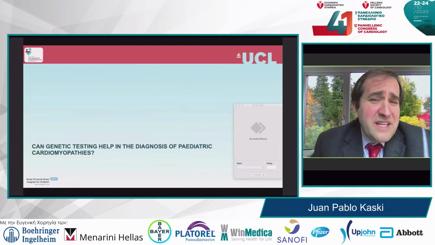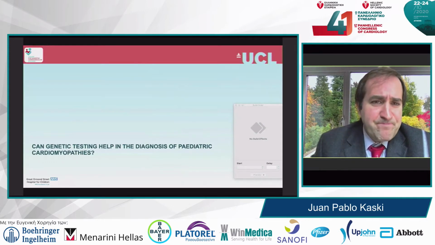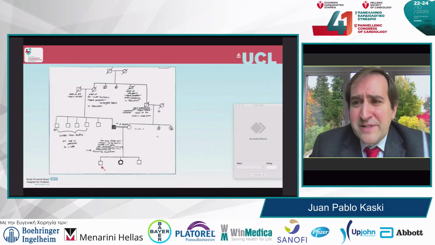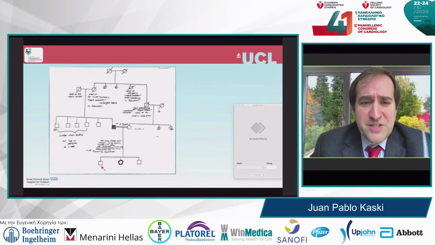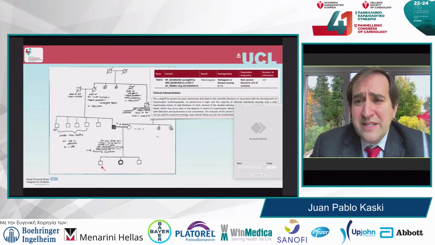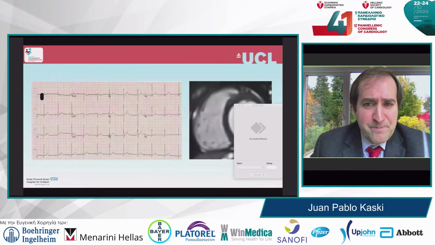So this leads to the next question, which is, can genetic testing help in the diagnosis of pediatric cardiomyopathies? Let me show you a case. This individual with the red arrow is a 14-year-old referred to us for family screening following the diagnosis of hypertrophic cardiomyopathy in his father. His father has a pathogenic troponin T variant, a very well recognized mutation, and has relatively mild left ventricular hypertrophy, which fits with this particular pattern.